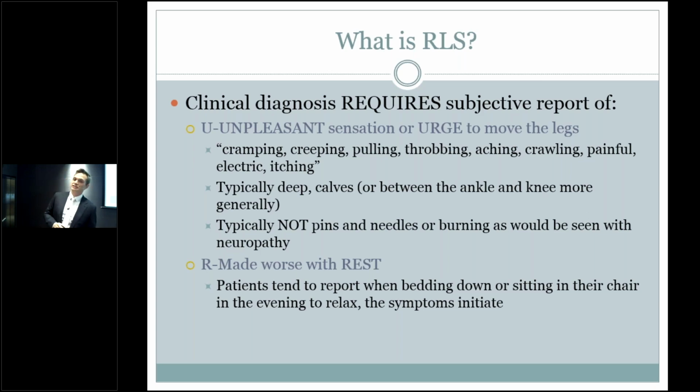Second, the urge is made worse with rest. You sit down in the evening to watch television, you lay down at night to go to bed, and that's when the symptoms really crop up. These people describe, I sit down and watch my favorite show and I have to walk around the living room to watch it because it's just so uncomfortable for me to sit.